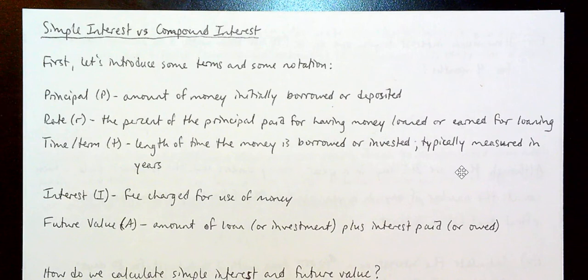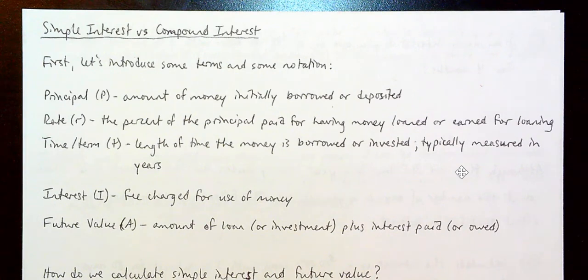In this video and the following video, we are going to compare two types of ways in which interest can be calculated: simple interest versus compound interest. This can be interest that you get on your savings account, or it could be interest on a loan that you took out. So before we get into each of these methods and the calculations, let's just familiarize ourselves with some terms and some notation that we use.